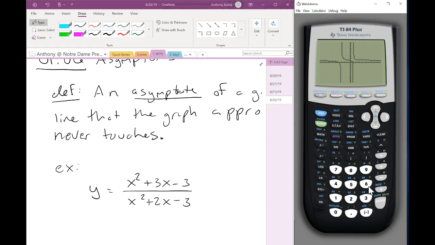If you don't like zoom standard, sometimes zoom fit works out, but I don't like the calculator to make up its own window because the parts the calculator thinks are important are often not the same parts I think are important. So I'd say like 50-50, it does a good job with the zoom fit command. But zoom standard just resets your window to the normal -10 to +10s.